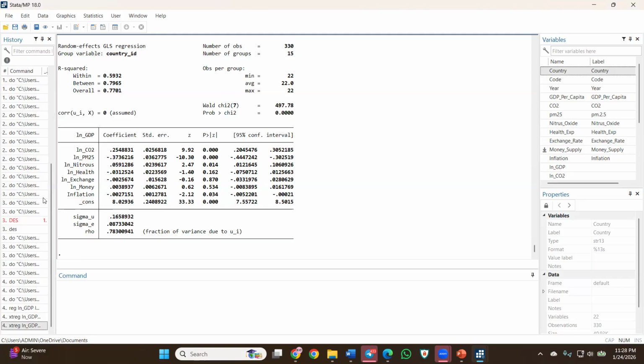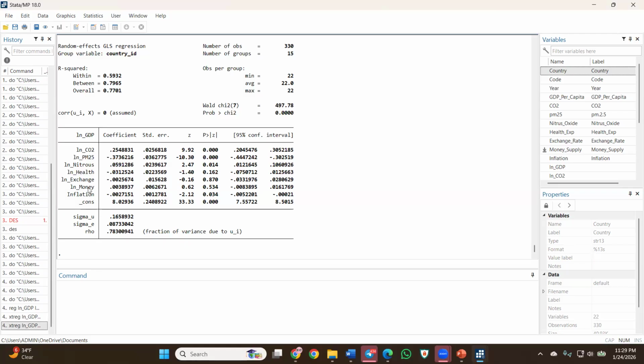For the exchange rate, a unit change in exchange rate will cause a 0.256 decline in GDP, but it is not significant. Perfect. Someone should also interpret the money. A unit change in the money will cause a 0.3% increase in GDP. Okay, great.